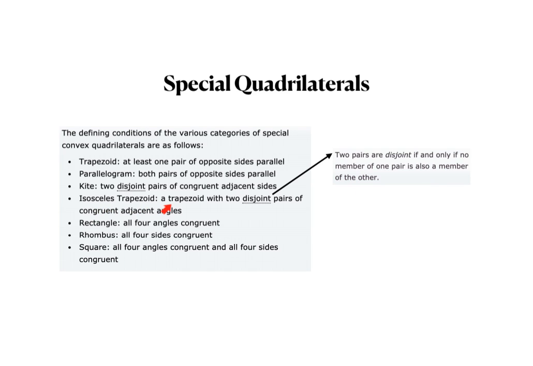An isosceles trapezoid is a trapezoid with two disjoint pairs of congruent adjacent angles. A rectangle has all four angles congruent. A rhombus has all four sides congruent. And a square has all four angles congruent and all four sides congruent. So in this case, a square is both a rectangle and a rhombus.